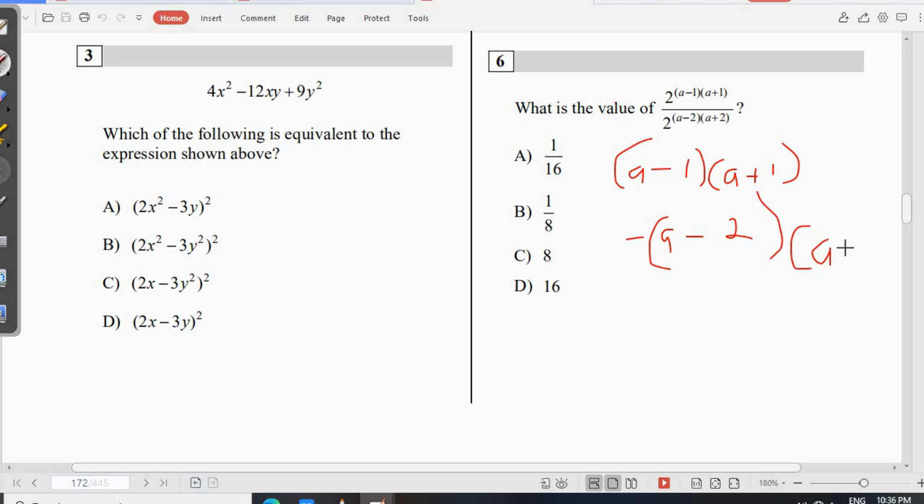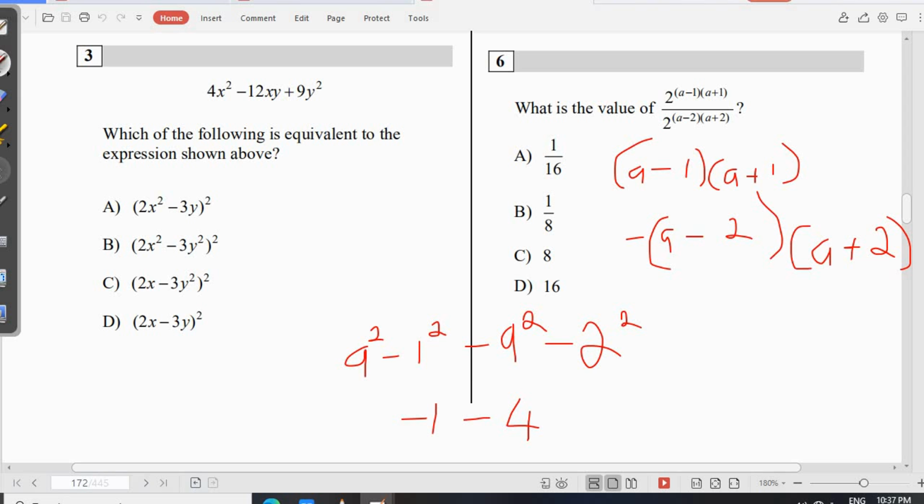Now, if you can remember the difference of two squares, you understand what is going on here. This is the classical definition: a squared minus 1 squared, while this is a squared minus 2 squared. So a squared minus a squared, there is gone, and this is minus 1 squared minus 2 squared. Minus 1 squared minus 2 squared, what is that? This is minus 1 minus 4.